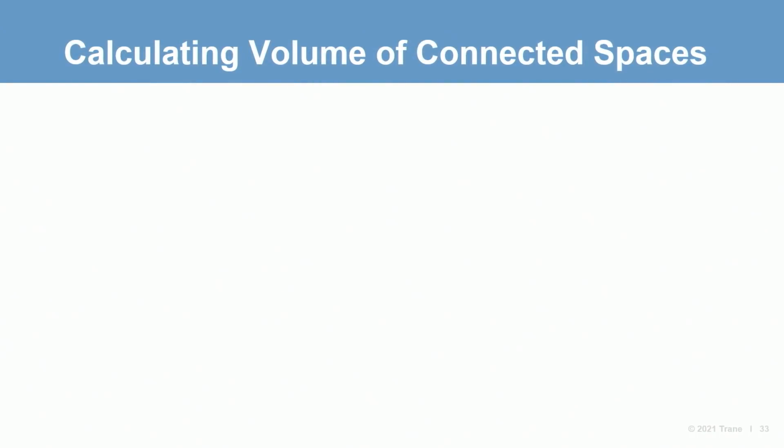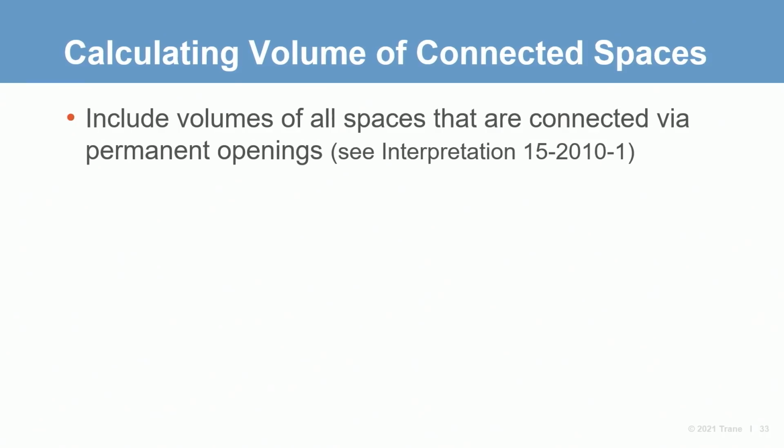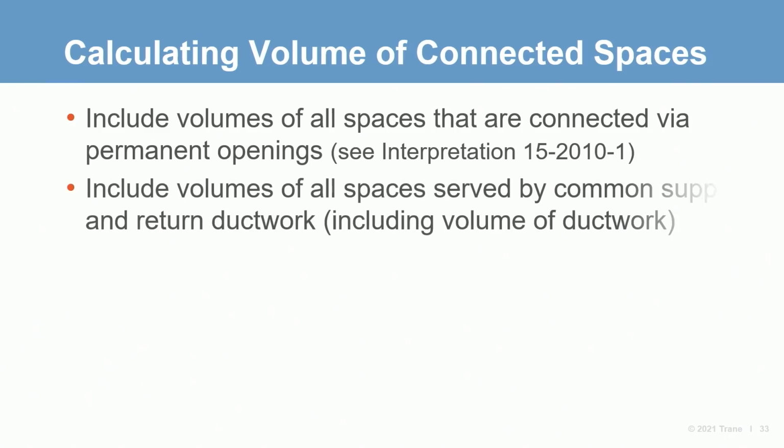Now, for connected spaces, the volume used in the calculation is the smallest volume into which the leaked refrigerant could disperse. So you include the volumes of all spaces that are connected via permanent openings, plus the volumes of all spaces that are served by common supply and return ductwork, including the volume of the ductwork itself, unless they can be totally closed off from the source of the refrigerant leak by something other than a smoke or fire damper.